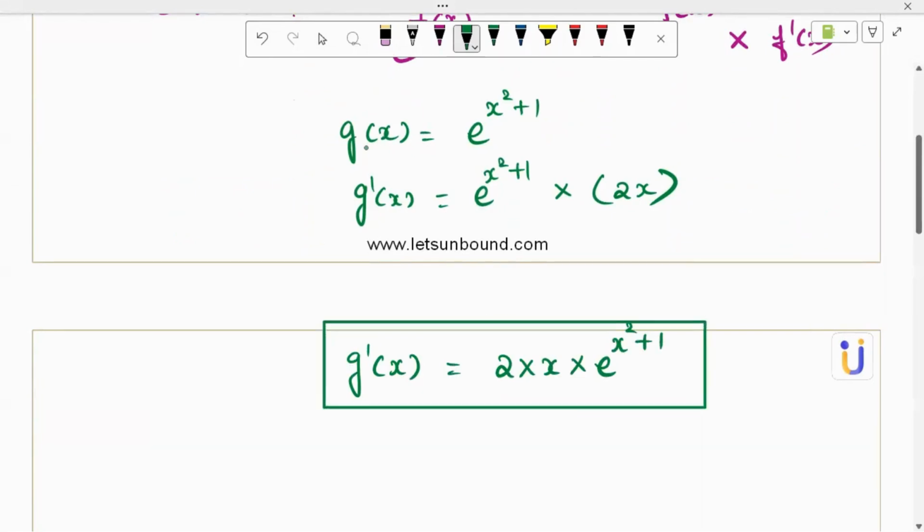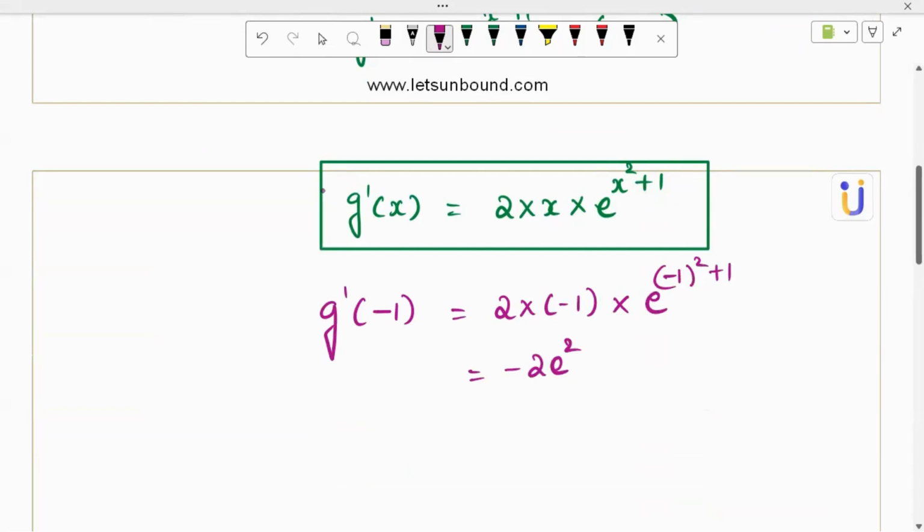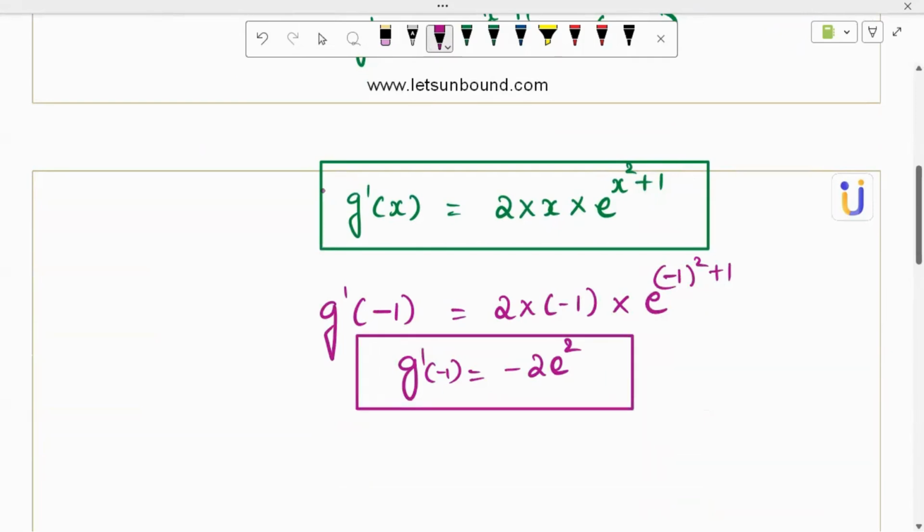And now just substitution, g dash of minus 1 is what they are asking for. So g dash of minus 1: 2 times minus 1, everything is a product, e power minus 1 square plus 1, which is minus 2, and here e power 2. That is g dash of minus 1. And that simple 4-mark question, we can easily get it over here.